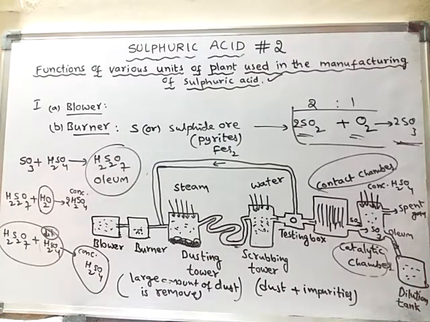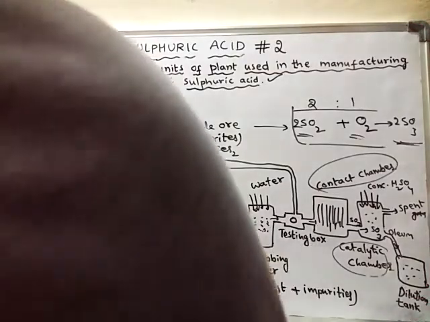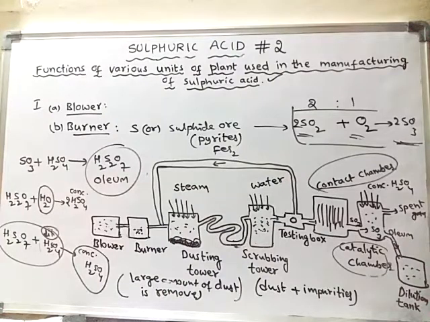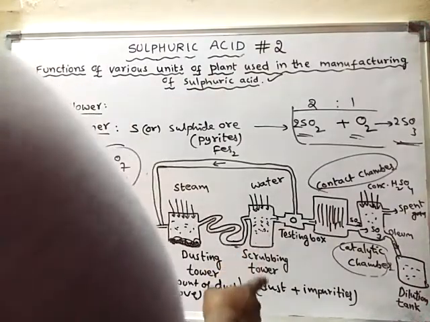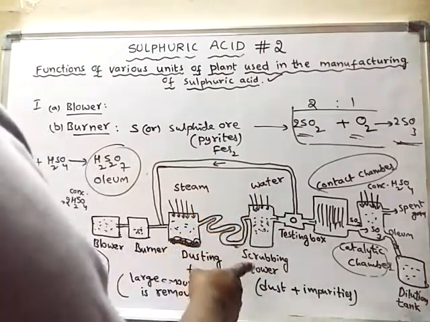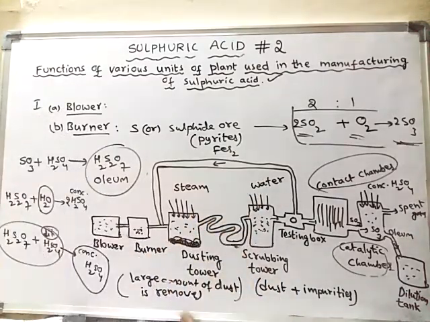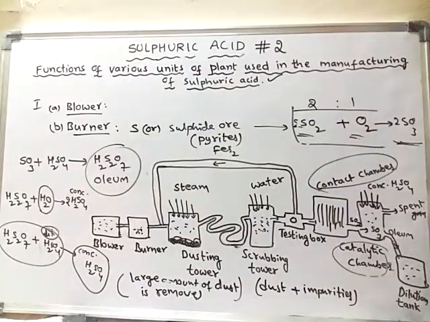So that drying tower, before the gas enters the testing box, it will enter the drying tower, where any moisture is removed. Actually, I didn't draw it here, but there is a drying tower. If there is any water mixed with this mixture, that water should be removed. So in order to remove that water, we use the drying tower.